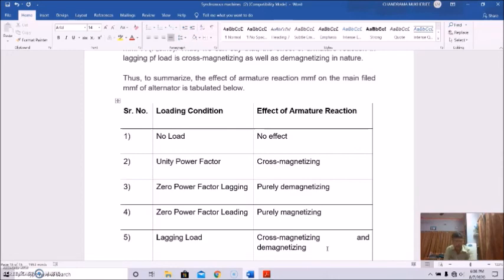So from this we are getting the armature reactions of the synchronous generators and its effect at different loading conditions: no load, unity power factor load, zero power factor lagging, zero power factor leading and lagging load. And we have the effects respectively: no load, no effect; unity power factor, cross magnetizing effect; zero power factor lagging load, purely demagnetizing effect; zero power factor leading, purely magnetizing effect; and lagging load having both cross magnetizing and demagnetizing effects.